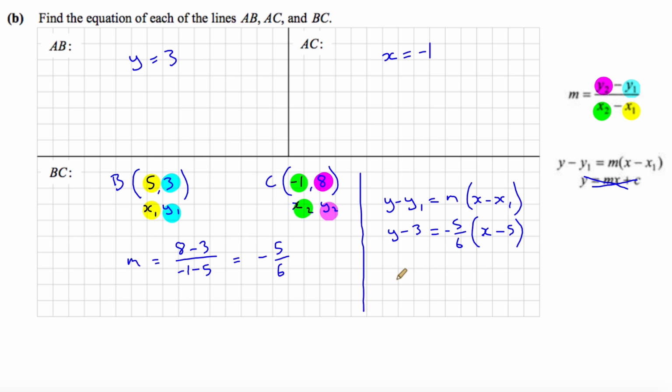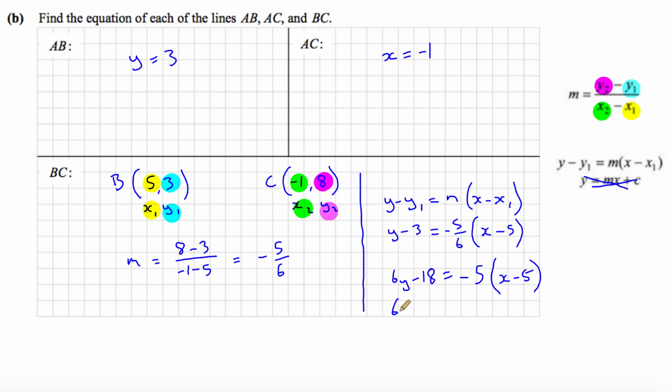And now I'm just going to tidy this up a little bit. So I'm going to multiply everything by 6 to get rid of this fraction, so I'm going to get 6y minus 18, multiply this by 6 and this by 6, is equal to minus 5 by the x minus 5. So if the number outside the bracket is a fraction and you times it by 6, you don't have to times the inside of the bracket by 6.